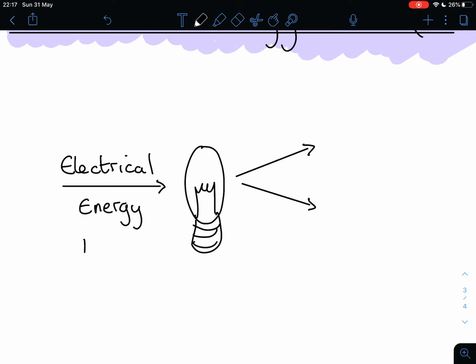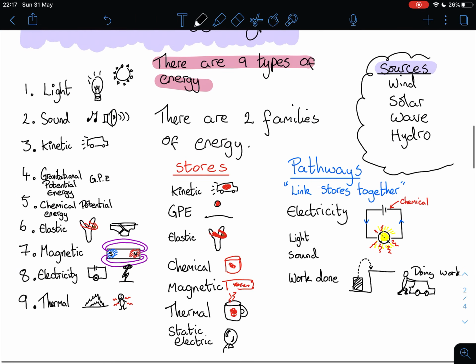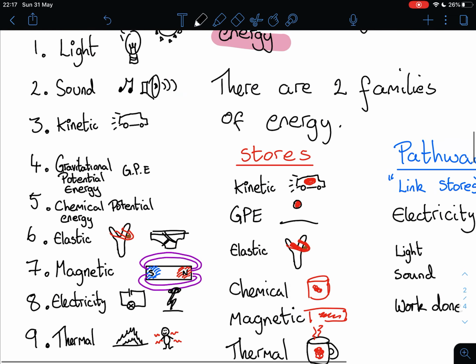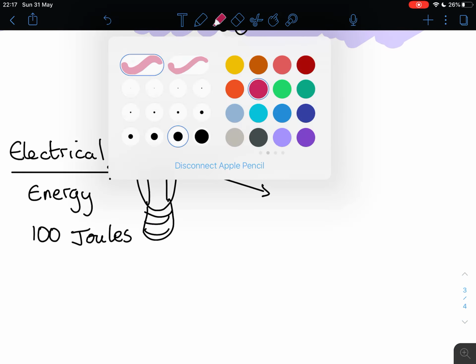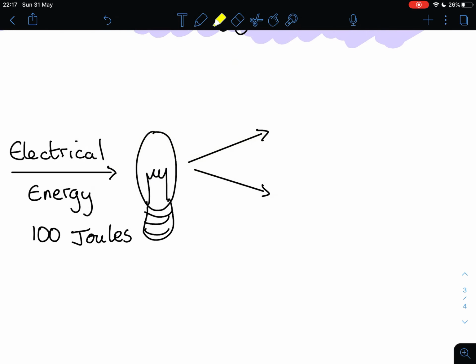And I'm going to put 100, forgot to mention the unit, joules. All energy is measured in joules. Doesn't matter what it is, any of those, it's in joules. Okay, so we've got electrical going in, and it would be a pretty lousy light bulb if it didn't make light, so I'm going to put light. But unfortunately, it does something else we don't want it to do. It makes heat.